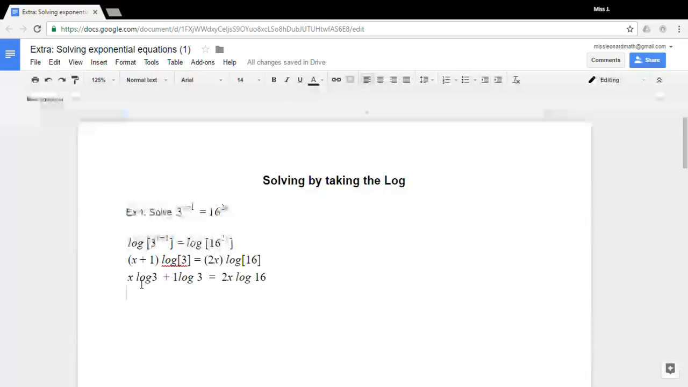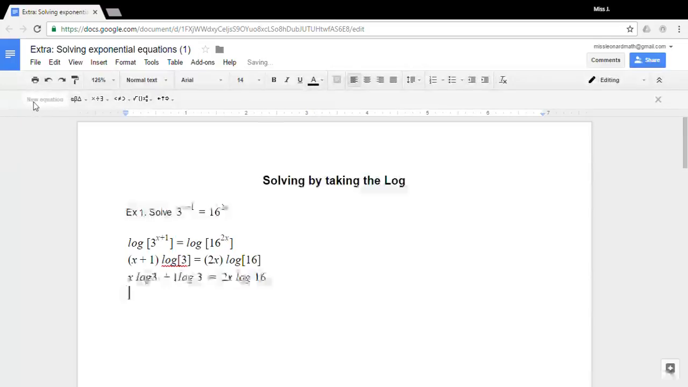And again, we're still keeping in mind that log 3 is just a number, same with log 16. So we end up getting x times a number plus a number equals 2x times another number. And really that's nothing new from linear equations. So why don't we move everything with an x to one side? So this x log 3 part, we're going to move over to our right side of the equation. So on the left still we'll just have log 3. On our right, 2x times the log of 16. But then our x log 3 is coming over to the right side. So we're going to have minus x log 3.